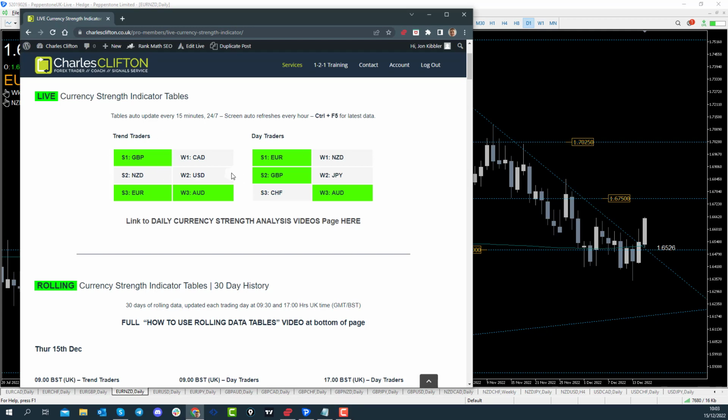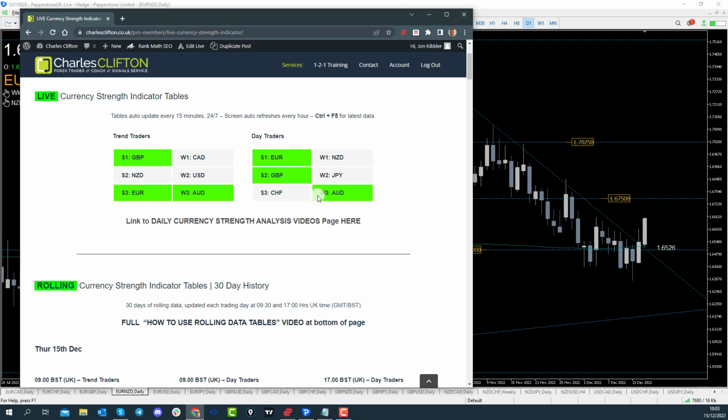Here you can see we have the live currency strength indicator tables in front of us. We have two types of tables: the trend traders table and the day traders table. These are showing the same studies but just highlighting different time frames. The trend traders is our higher time frame, the day traders is our lower time frame.